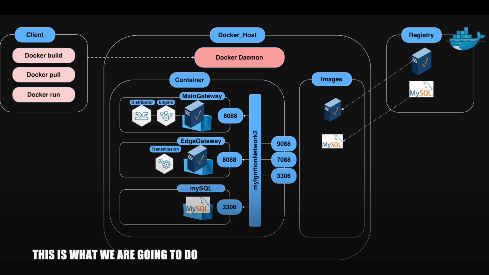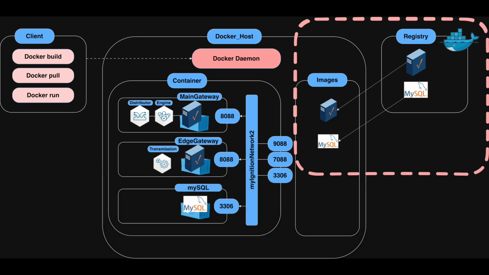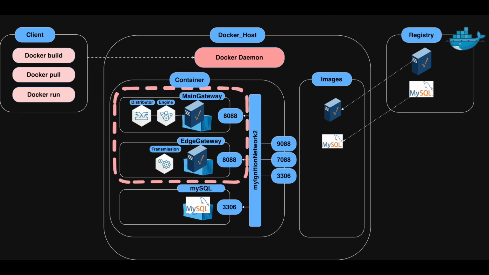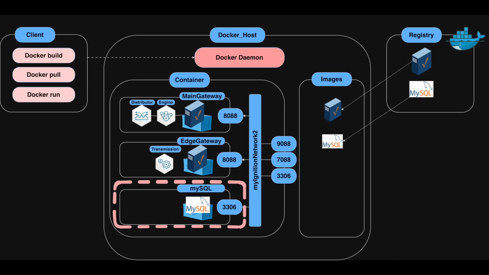So this is what we are going to do. We will pull images from registry, and by using those images we are going to spin containers. So there will be two containers for ignition. One will be the main gateway and another will be edge, and one more container will be for MySQL. So we are going to spin three containers.